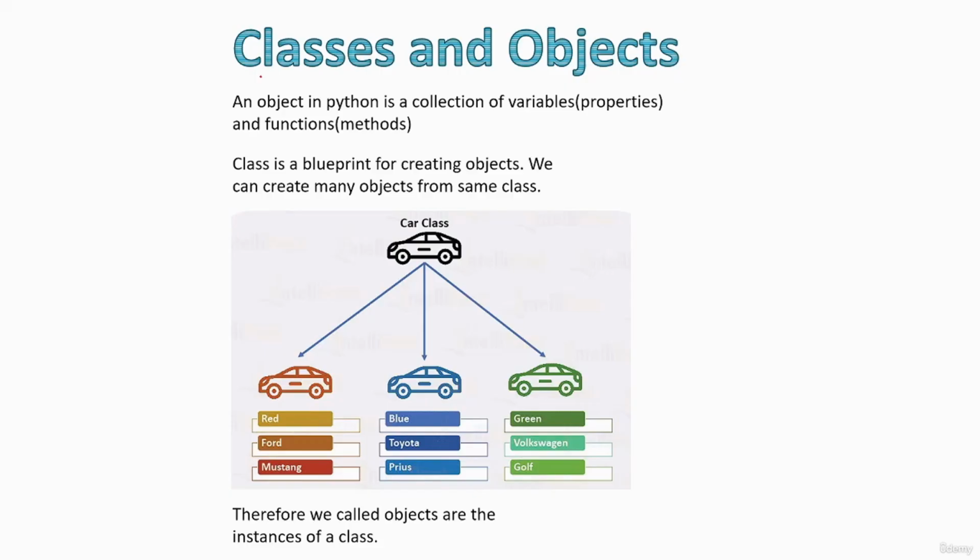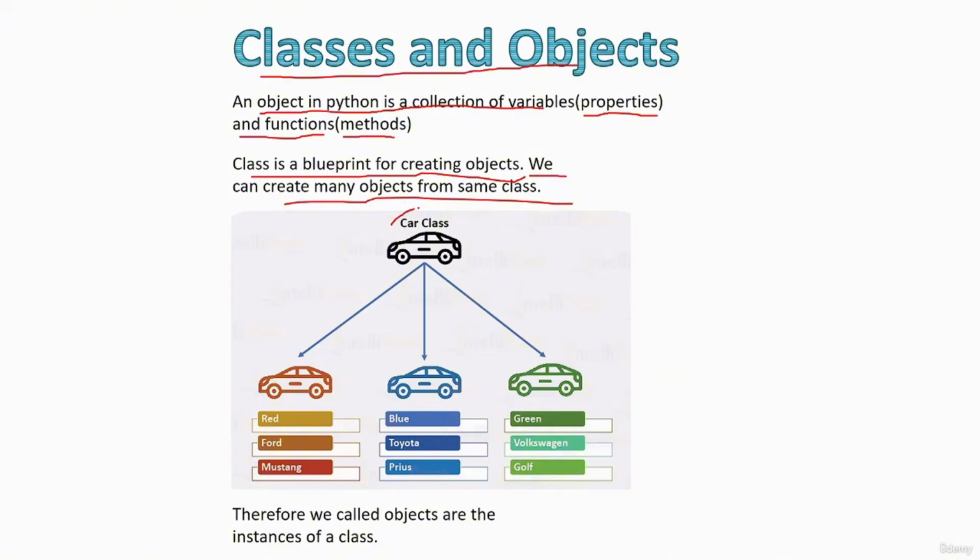In this video, I am going to talk about classes and objects in Python. In simple terms, an object in Python is a collection of variables and functions. We call properties for variables in an object and methods for functions. Class is a blueprint for creating objects. We can create many objects from the same class.